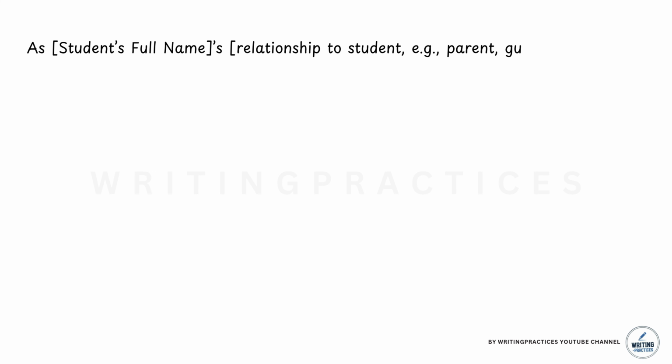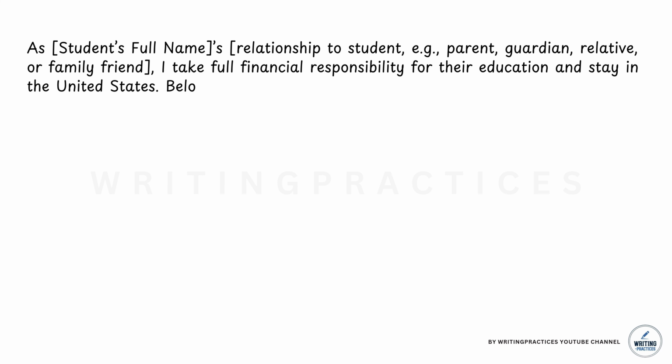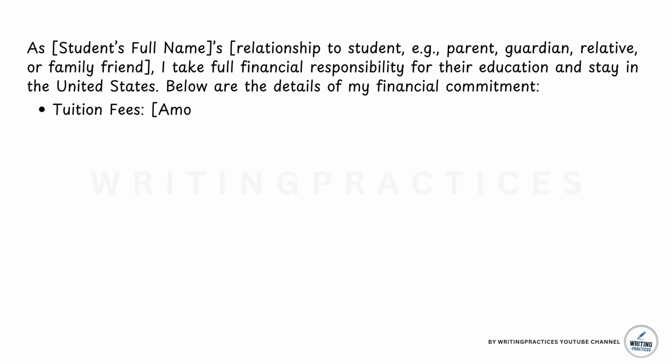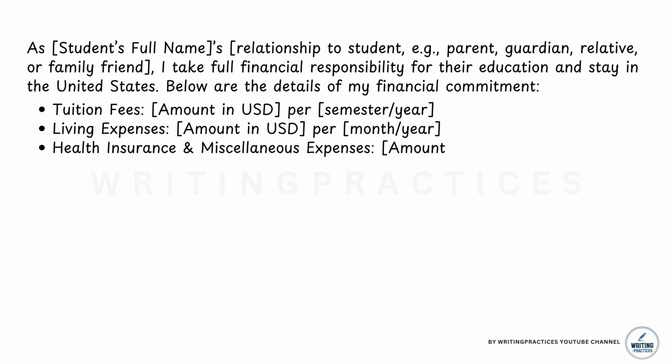Explanation of sponsor's relationship and financial responsibility. The next paragraph explains the sponsor's relationship to the student and outlines their financial commitment. Example: as student's full name's relationship to student, such as parent, guardian, relative, or family friend, I take full financial responsibility for their education and stay in the United States. Below are the details of my financial commitment: tuition fees, amount in USD per semester or year; living expenses, amount in USD per month or year; health insurance and miscellaneous expenses, amount in USD per year.